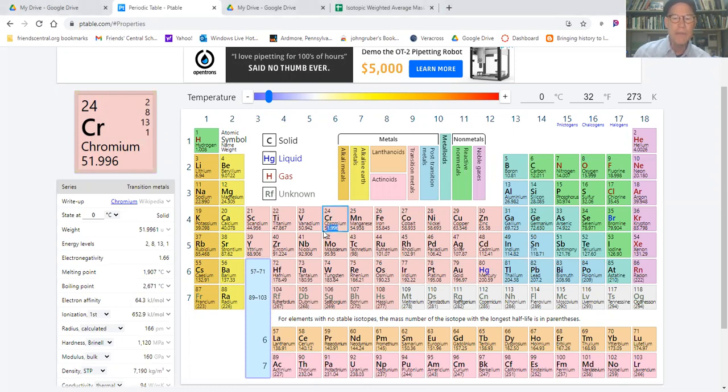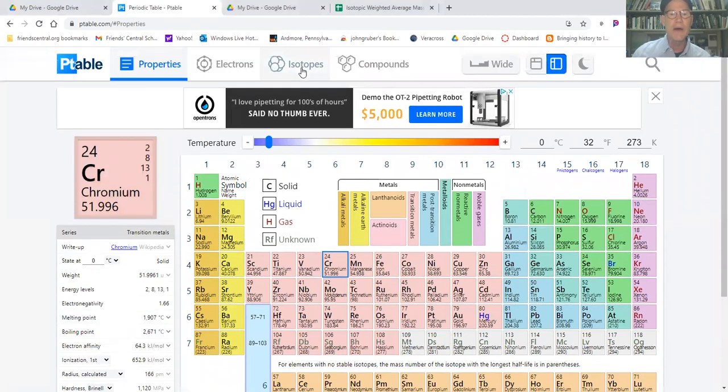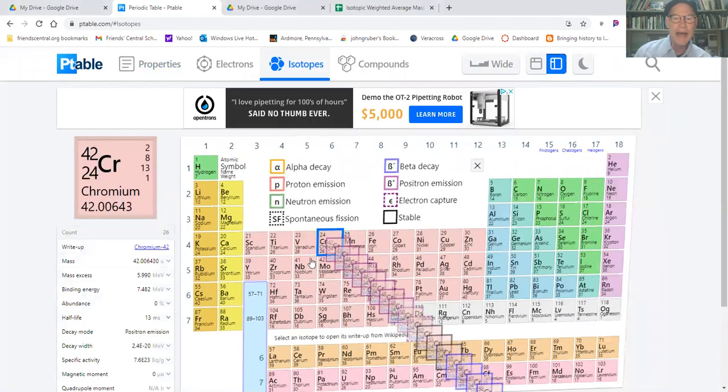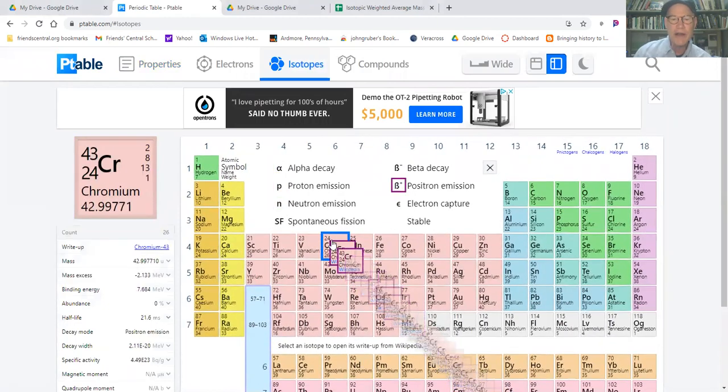of 51.996. See that? 51.996. That's the atomic mass of chromiums in general, of all the different chromiums that are out there. And what we know is that there's more than one chromium isotope. In fact, chromium has a whole bunch of isotopes, and if we click on one of them, we can actually find out a little bit about chromium.